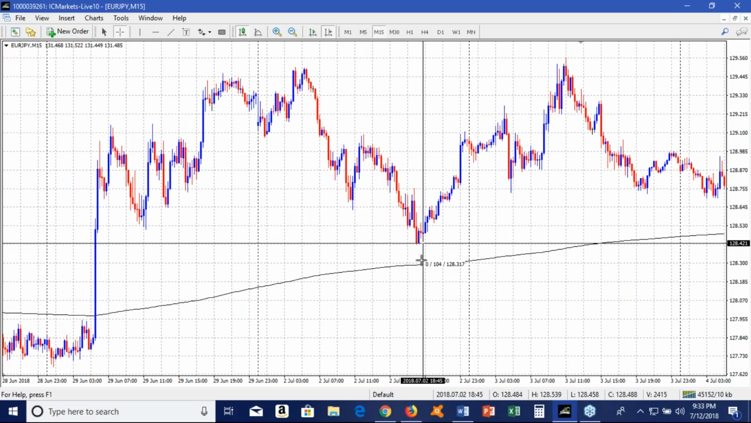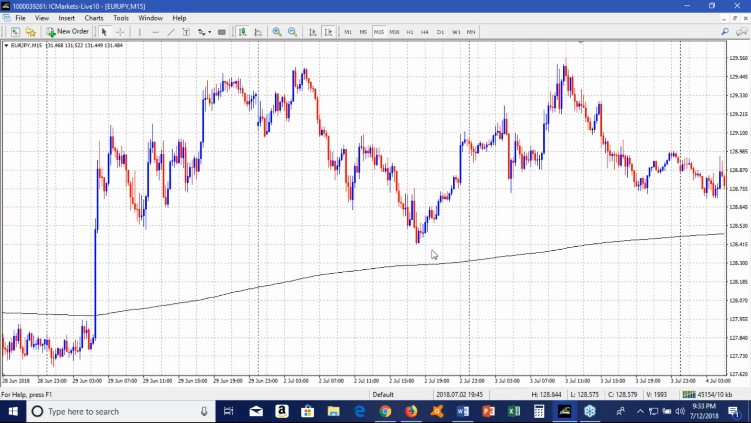What I usually suggest is you want price to come as close to your line as possible so that you can get your stop loss below the line, because you have to remember that if price is going to retest anything, it's going to run back to something. What do you think it's going to run back to? It's going to run back to the EMA in question.